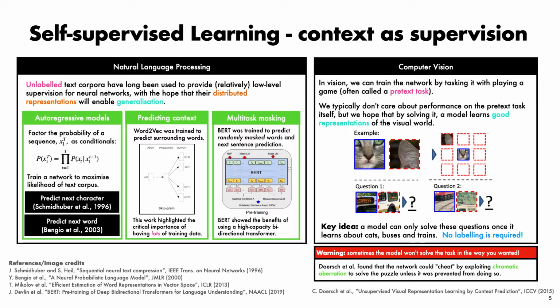In this work, Doersch et al. found that the network can learn to cheat by exploiting a low-level signal, the chromatic aberration that results from a camera lens focusing different light wavelengths differently. One colour, typically green, is shrunk towards the image centre relative to the others. Once the network has figured this out, it can solve the problem trivially by determining the absolute locations of the patches relative to the lens without learning anything at all about cats, buses, trains, or the host of other interesting objects we'd like it to know about.